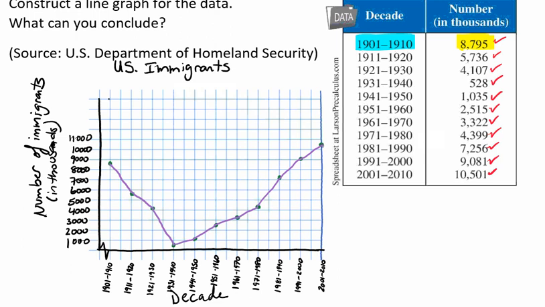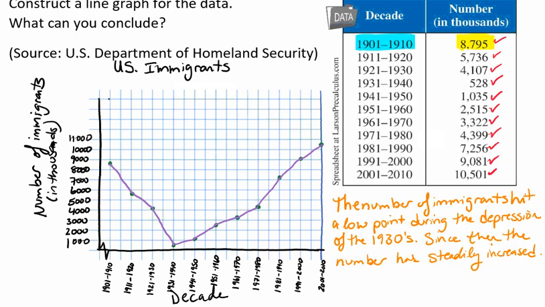So think about this graph. What can you conclude from this graph? Well, from this line graph, you can see that the number of immigrants hit a low point during the Depression of the 1930s. And since then, the number has steadily increased. And so that is how you make a line graph from a set of data points.